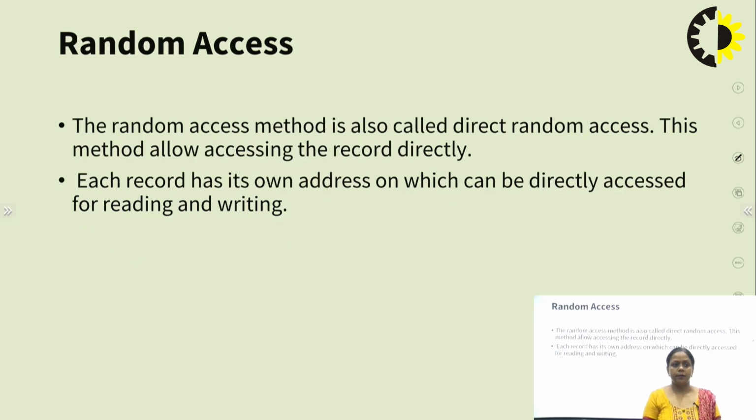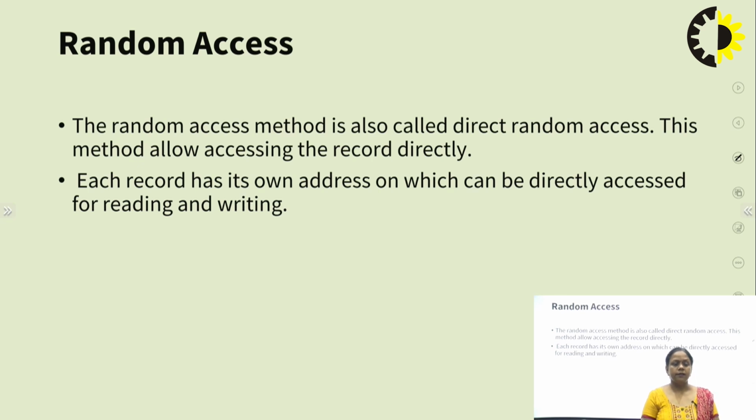Next is random access. There is no sequence to access a particular file. In this case, all the files will have their own address and can be randomly accessed. The random access method is also called direct random access. This method allows accessing the record directly. Each record has its own address which can be directly accessed for reading or writing.